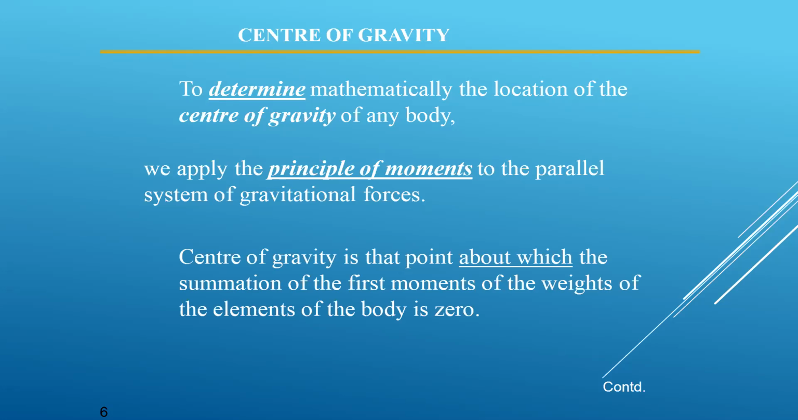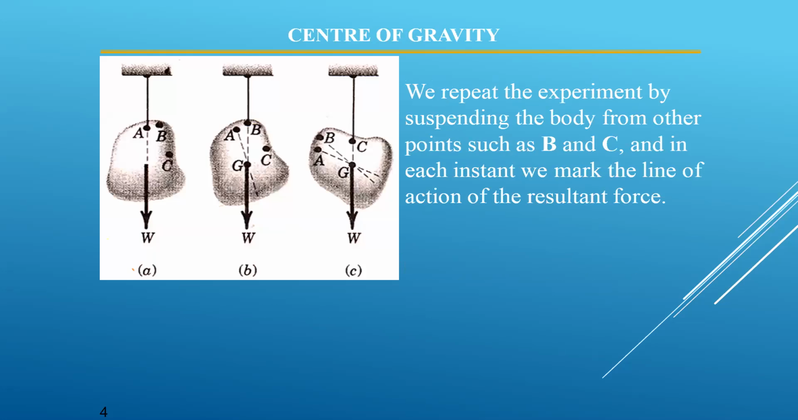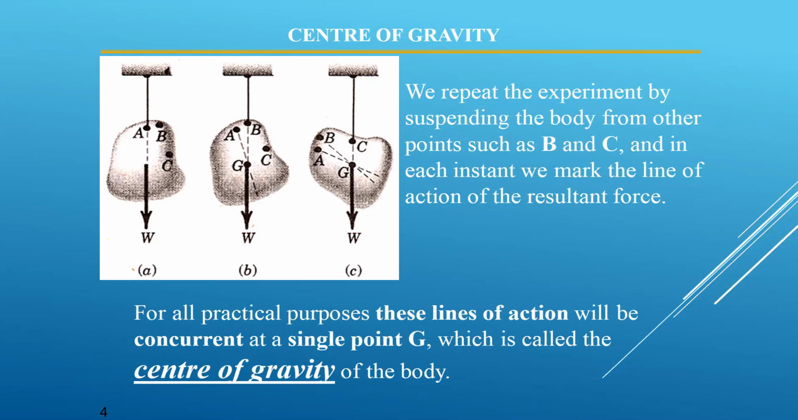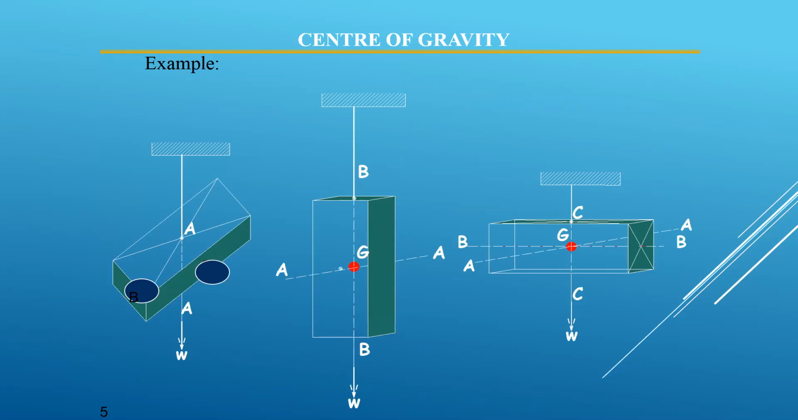So another way of looking at it is the center of gravity is that point about which the summation of the first moment of weight of an element of a body is 0. All right. So in this topic, it will also help us to talk about inertia, or what we call the second moment of area, right? But first we need to know how to find the center of regular figures and what we call composite figures.